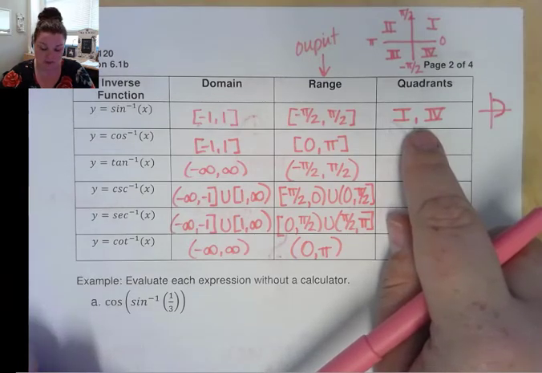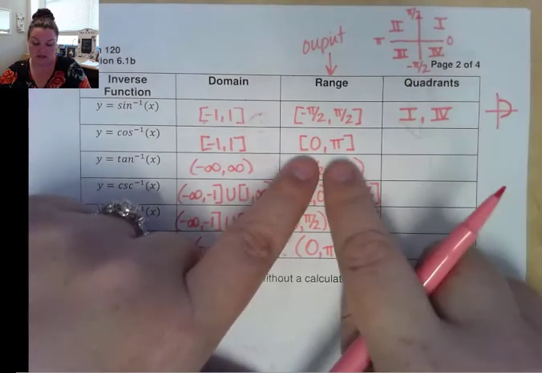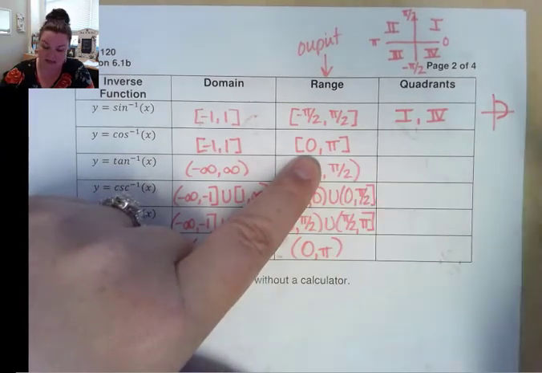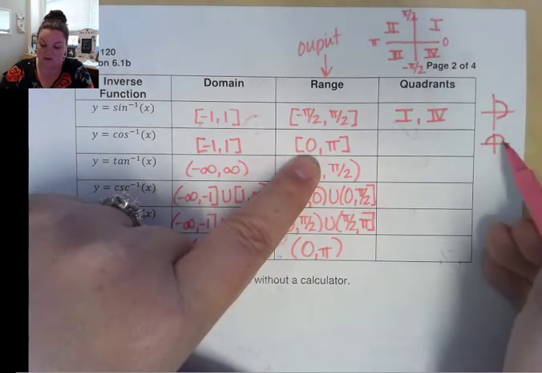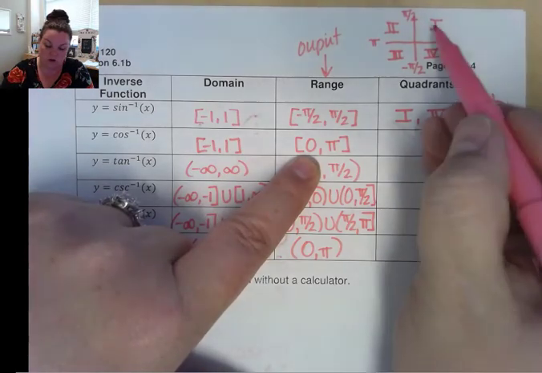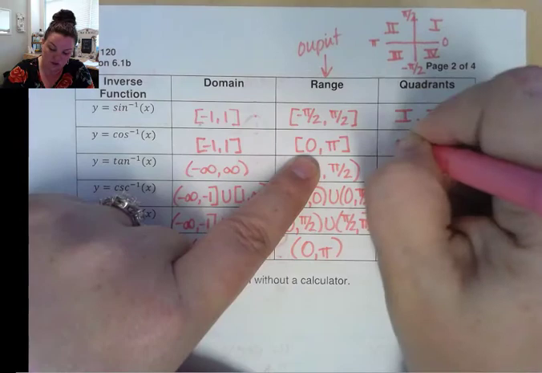Okay. When we look at cosine, cosine has to be from 0 to pi. So if I think about that in terms of quadrants, 0 to pi would be these top two, right? So quadrant 1 or quadrant 2.